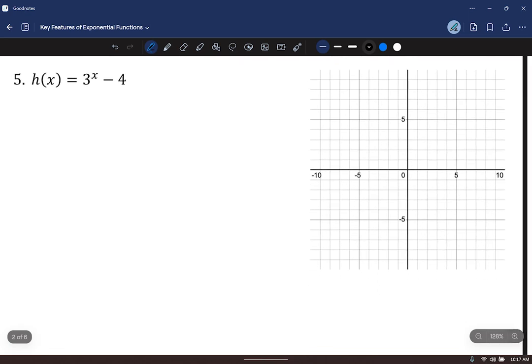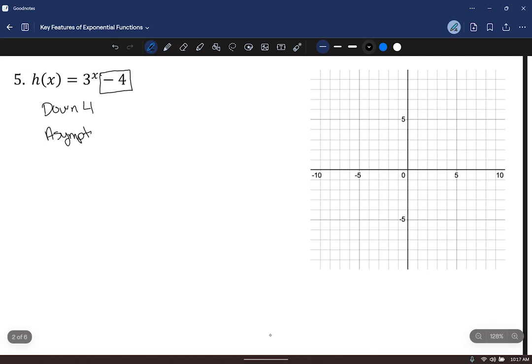All right, number 5. So the only thing that changed is we subtracted 4, which means this takes our graph, the original one, and shifts it down 4. So we're going to say we went down 4. That's what the transformation would be. All right, now normally our asymptote is going to be at 0. However, since we moved down 4, our asymptote is now at -4.